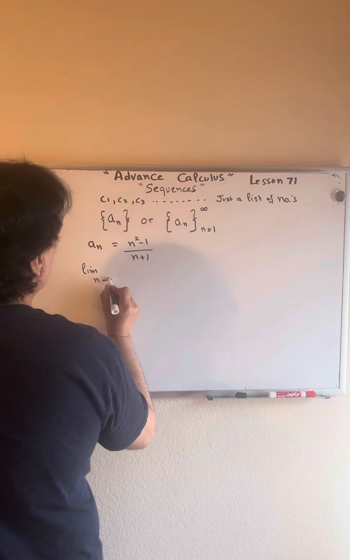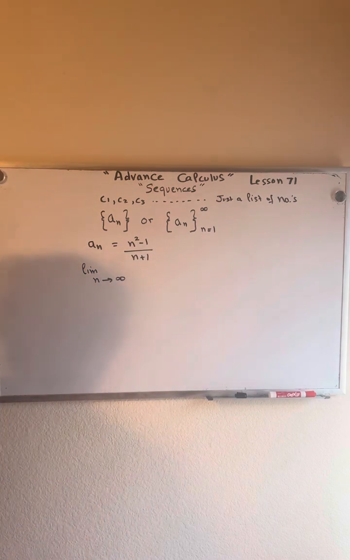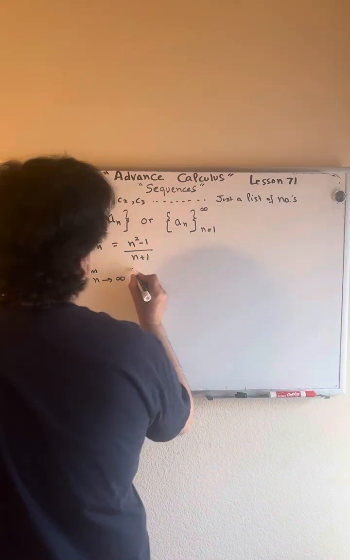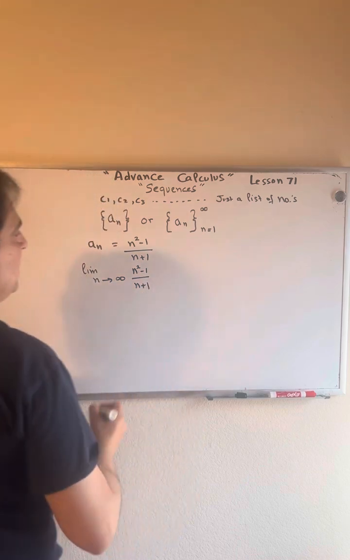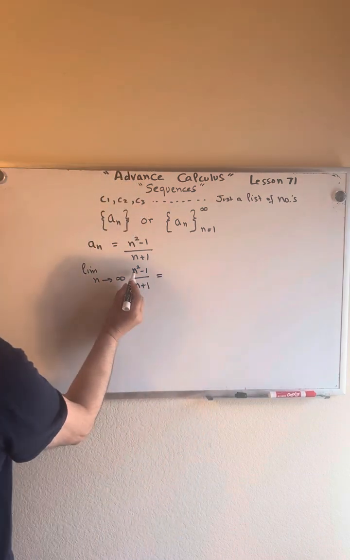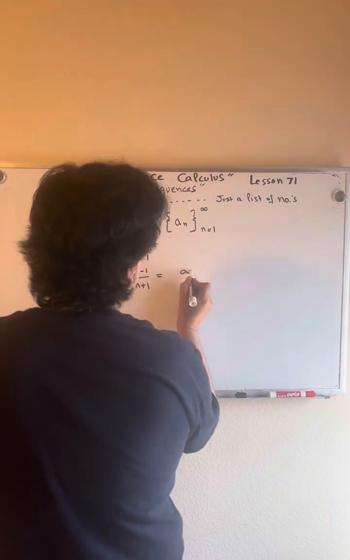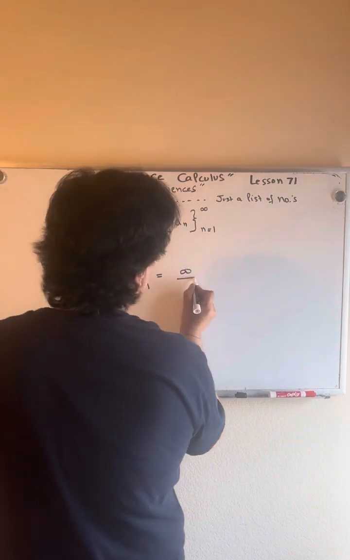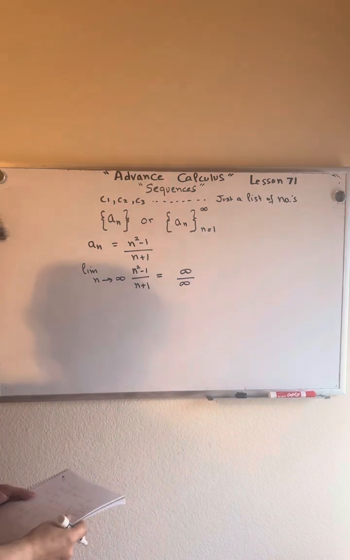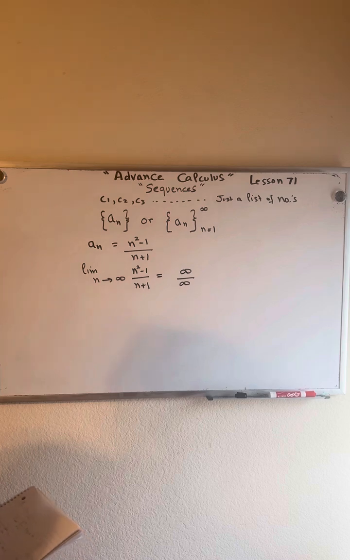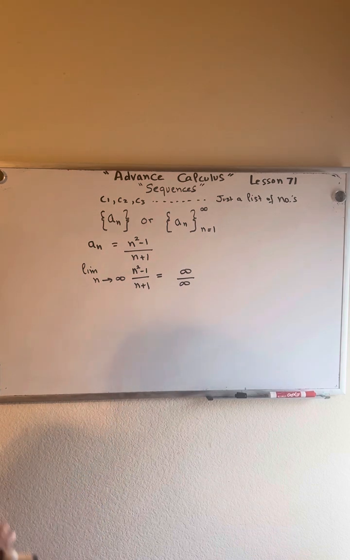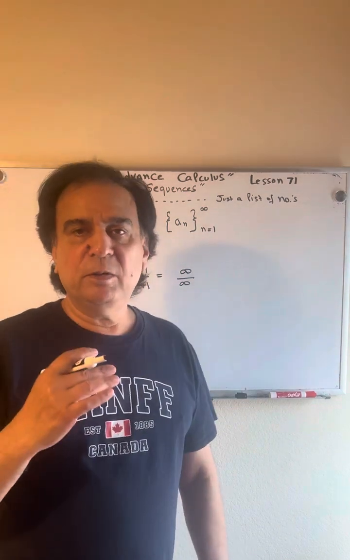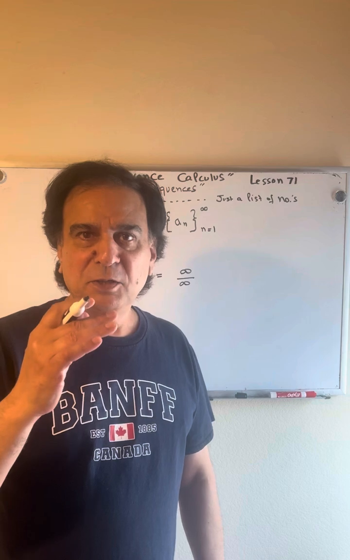So the way to tackle this is, you plug in the value of infinity, you replace n by infinity. When I do that, infinity squared minus 1 is going to be infinity. Infinity plus 1 is going to be infinity. So what do we have when we plug that in? Infinity over infinity. Anytime you get infinity over infinity, you know that you have to apply L'Hopital's rule to find out the answer.